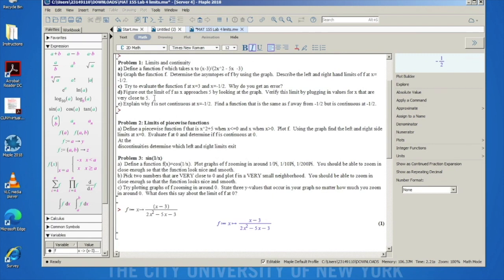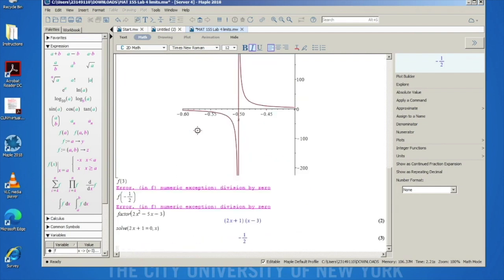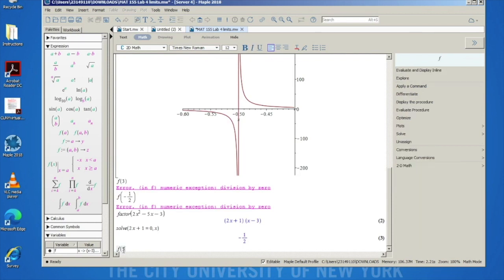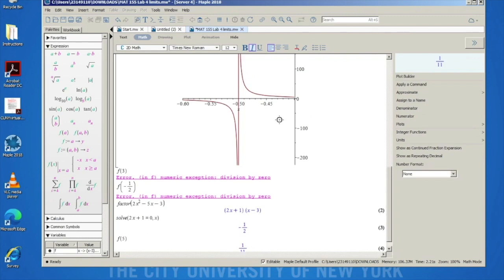Now, part D is to figure out the limit of f as x approaches 5 by looking at the graph. Now, let's look at 5. One thing that you could clearly do, from class, is that the first thing you should do when checking for a limit is to just plug in the number. Try the plug-in method. If I plug in, I get just 1 over 11.